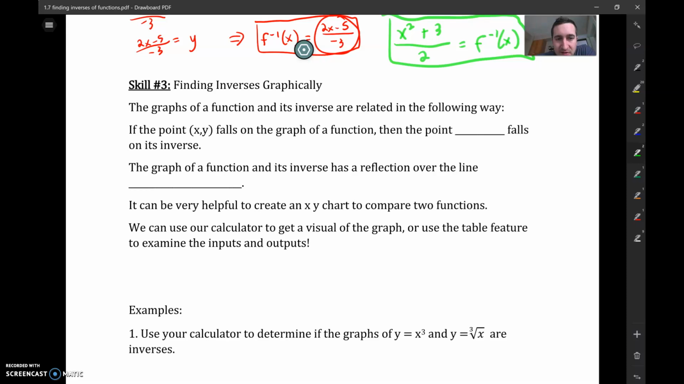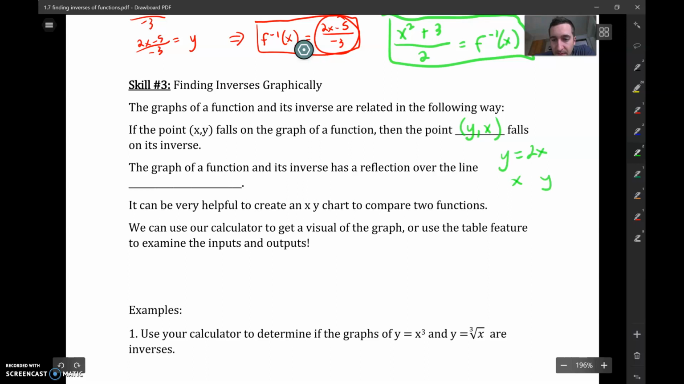If the point (x, y) falls on a function, and remember that the idea of inverse is that you switch the x and the y, then would it make sense that the point (y, x) falls on the inverse? I hope it does. You take all the x values and switch them to the y's and vice versa, and you can graph an inverse.